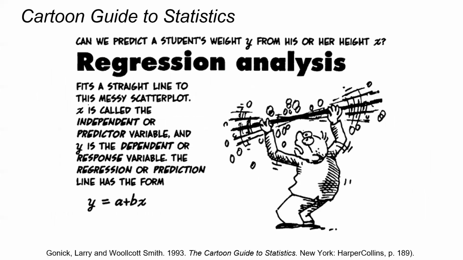So what we're going to do is use this example of weight and height. Can we predict a student's weight by knowing their height? We're going to do this using regression. We're going to fit a straight line to this messy scatter plot. X is our height variable, our independent variable, and Y is our weight variable, our dependent variable. So we want to make a prediction about someone's weight based on their height.